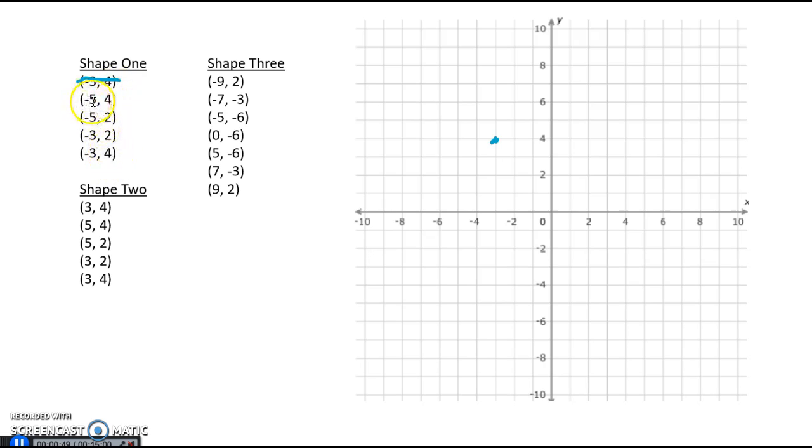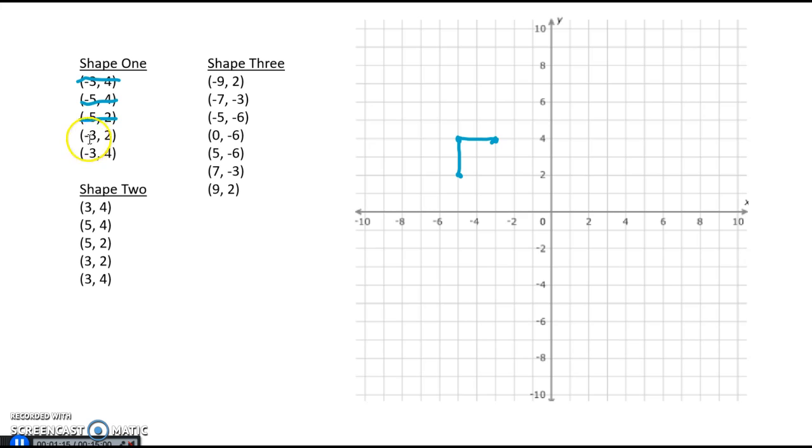So the next one is -5, 4. So at the origin, that tells me to go left 5 and up 4, and then I put a dot. So my job is I'm going to connect these two ordered pairs. Then the next one tells me to go to -5, 2. So at the origin, go left 5 and up 2. Okay, so now I'm going to connect those two dots.